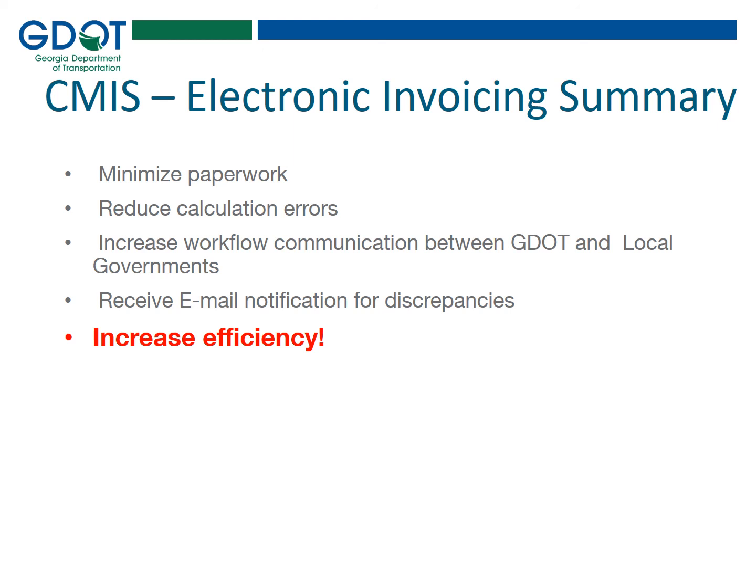The locals and the GDOT PMs will also receive email notifications for discrepancies and for when invoices are ready for review. And most importantly, we just want to increase the efficiency for payments. Before CMIS, as I explained previously, it could take between 30 to 45 days for payout if there were no discrepancies found. If there were discrepancies, this time could increase. With switching to CMIS, the payout time can be anywhere between 10 to 15 days or sooner.